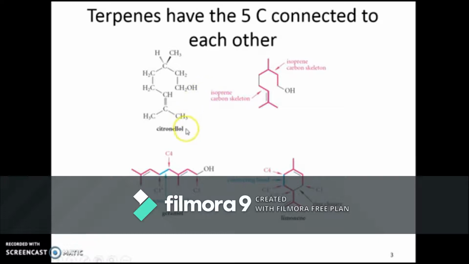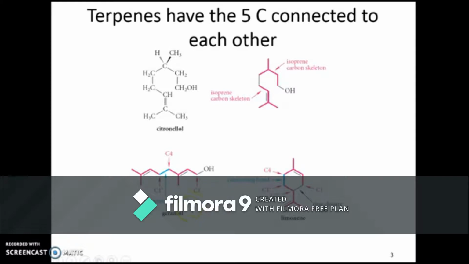For instance, if we look at citronellol, you can see right here, 1, 2, there's the mouth, and then 1, 2, that's the tail. Then here's another isoprene unit. 1, 2, that's the mouth, and then 1, 2, that's the tail. And so this is a terpene because it fits the isoprene rule. You can have rings form, you can have them be open chain.